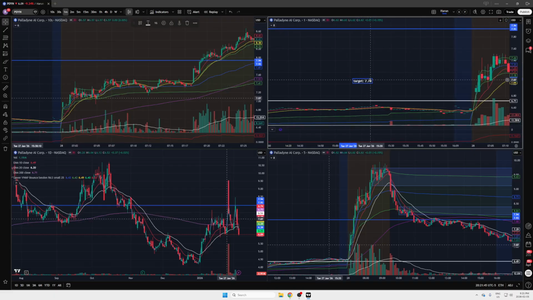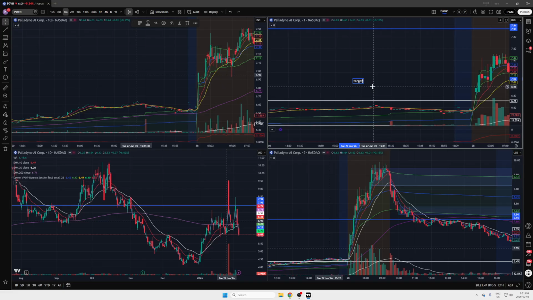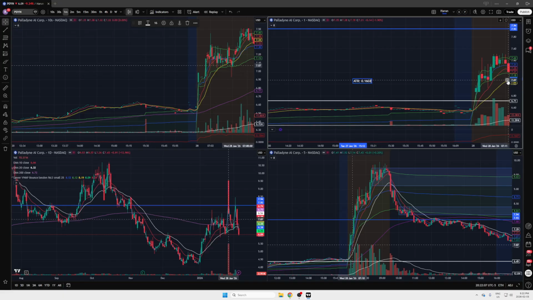So let's see, ATR is going to be 0.1607. Then 0.1607 times 2.4, and then you're going to add it to the close of this bar 0, which is 7.21.